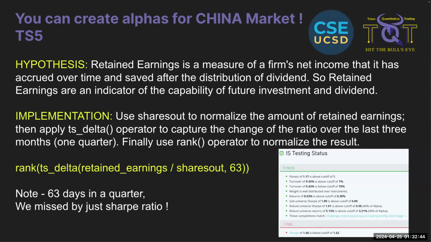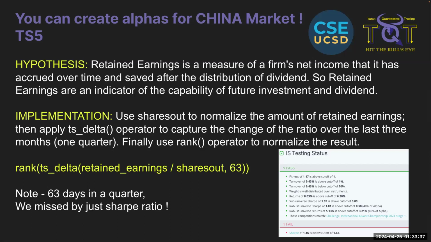Here the idea is that retained earnings is a measure of the firm's net income, so how much you earned after giving dividends, right? You remember in your first lecture, we talked about dividends. Whenever we give out dividends, the company's net profit decreases, but what's left after it is what matters, right? The retained earnings are an indicator of future investment. So instead of just using income, you are using retained earnings, and you're normalizing it with shares out. Shares out is the number of shares it has outstanding, and you're calculating the delta for that over the past 63 days. That's one quarter.